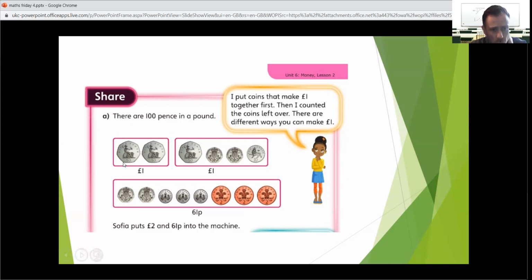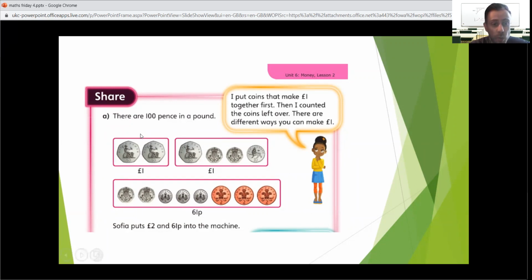Okay, so what they've done is they put two 50p's together. That makes a pound. Then we've got a 50p, a 20p, another 20p, and a 10p. That also makes 100p, which is a pound. And then they've put together everything else that doesn't make a pound, so it's all the extra coins. So we've got a 20, a 20, 3 5s, 3 2s, and that makes 61p.